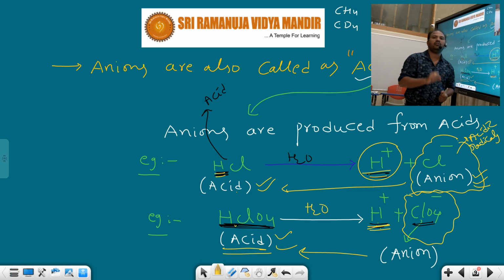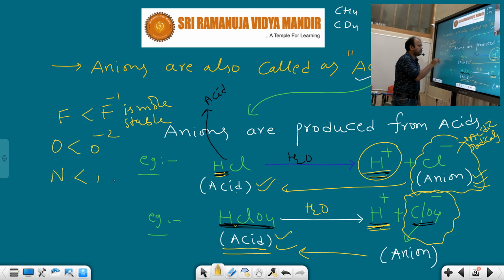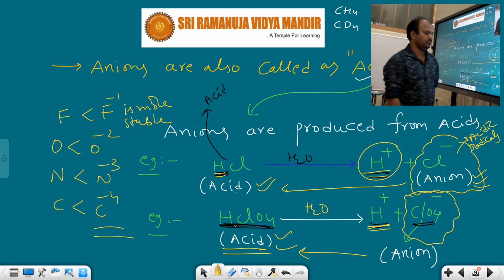In the same manner, compared with the oxygen atom, the O-2 oxide ion is more stable. Compared with nitrogen, the nitride ion is more stable. Compared with carbon, C-4 is more stable. Here stability is gained by the corresponding atoms by gaining electrons, and they get a negative charge.